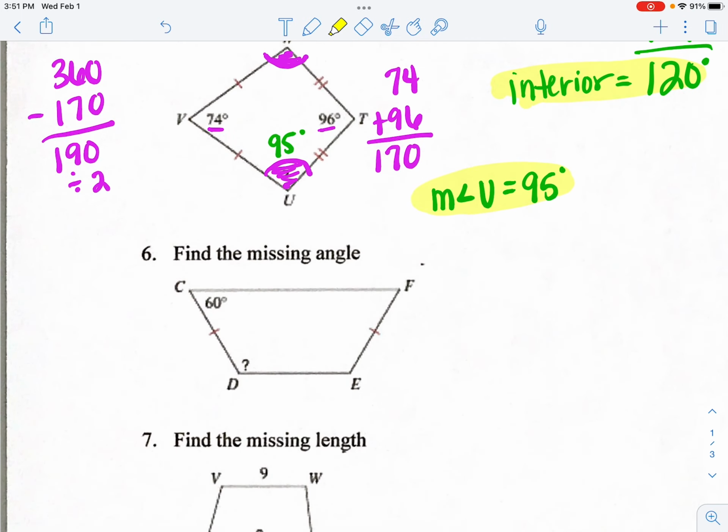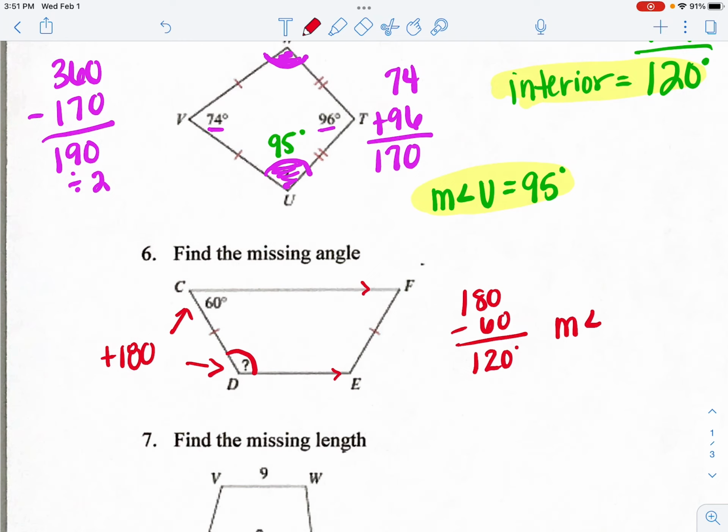Number 6, pretty similar. This one is an isosceles trapezoid. Again, I can see that really they should have marked that this side was parallel to that side or set it in the directions. But it is an isosceles trapezoid. I can see that it's isosceles because those two sides are marked equal. And we know that the adjacent base angles, so like this one and this one, are supplementary to each other. So that means they add up to 180. So to find the measure of angle D, I'm just going to do 180 minus 60, which is 120 degrees. So the measure of angle D is 120 degrees.